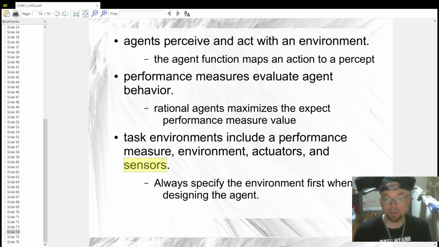Start with PEAS, okay? You need to deal with understanding the environment first. You want to specify that first. Remember, we went through different categories of how you can specify that, because once you understand the environment, that's going to let you know what actuators you need to impact that environment, what sensors you need to perceive that environment, and also how to craft a performance measure to measure how well your agent is performing within that environment.